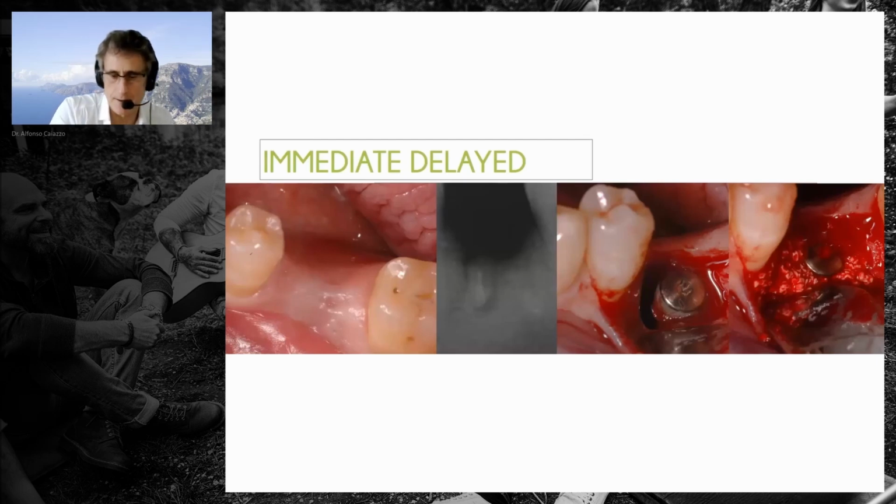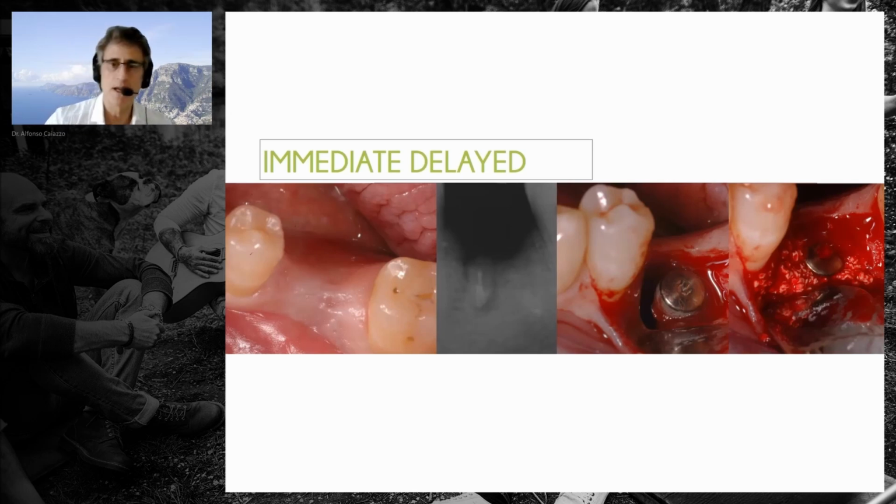Immediate delayed, this is the approach I have all the time. When I'm familiar with the implant system, and I'm happy with the performance of the implant, I always go immediate delayed, if I cannot go immediate. Immediate delayed means 6 to 8 weeks after extraction. This patient was referred by a dentist. He forgot to take out a root tip, but it's okay. It doesn't really affect the final placement.